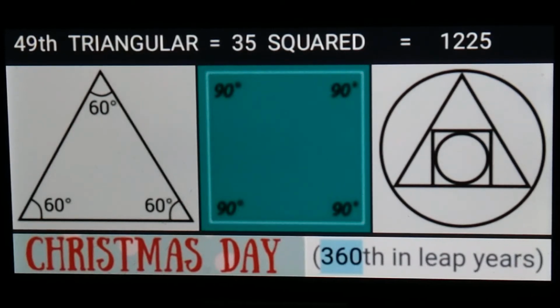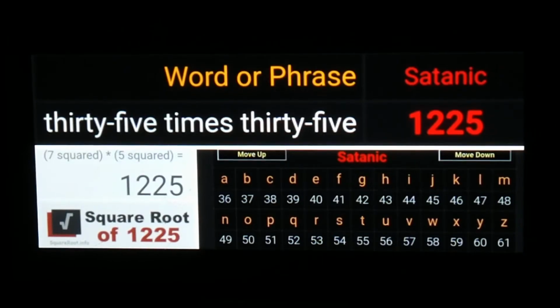12/25, Christmas Day. That reminds me of the 49th triangular number. It's 1225. Add all the numbers 1 through 49: 1 plus 2 plus 3 plus 4, all the way to 49. You get 1225, like Christmas Day. Christmas Day reminds me of a square because 1225 is 35 squared, meaning 35 times itself. 35 times 35 equals 1225, like Christmas.